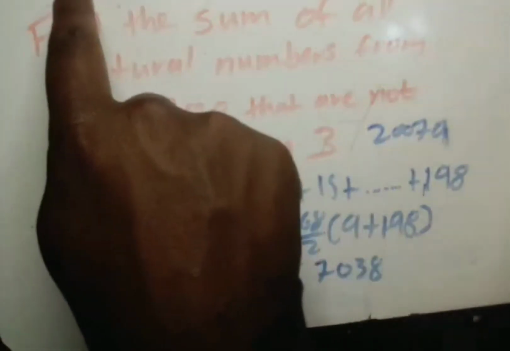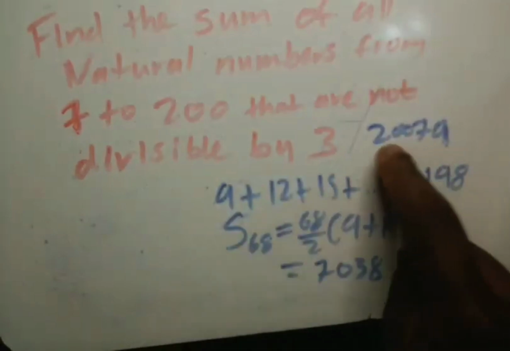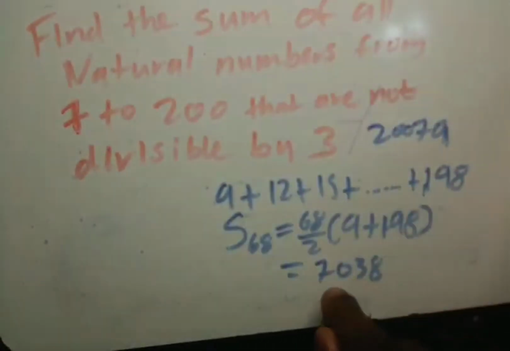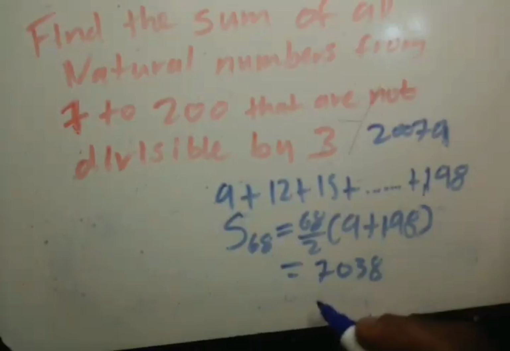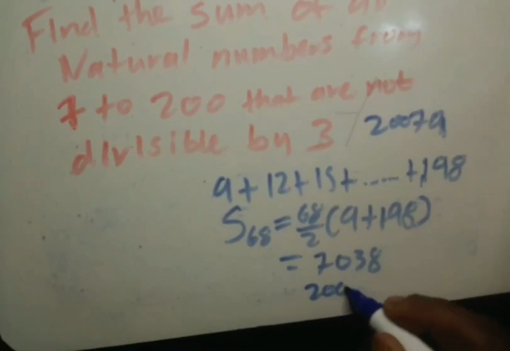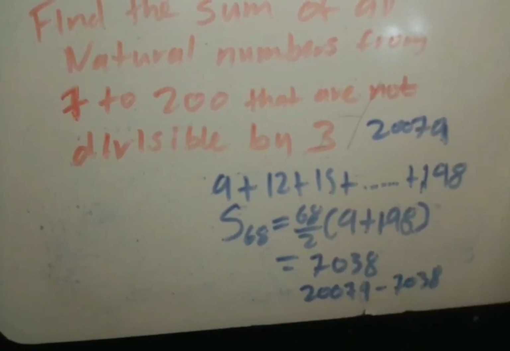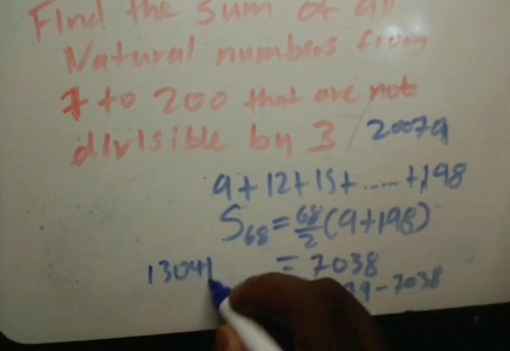So we need to find the sum of this exact term where the multiples of 3 are being removed, right? So what we'll do is we'll say the total when the multiples of 3 are included, minus the sum of the multiples of 3 that are being removed. So when you subtract them, we'll get the exact answer. So that's step 3, right? So this is going to be 20079 minus 7038. So let's check that. The answer is going to be 13,041. So that's our answer.